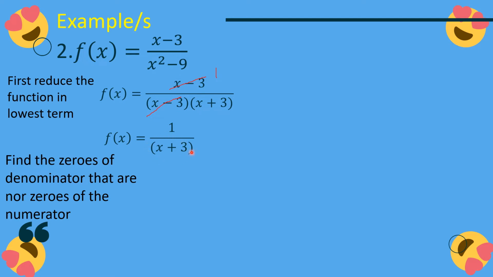So, ito po yon x plus 3. Equate natin yan sa 0. X plus 3 is equal to 0. And then by additive inverse, we have x is equal to negative 3. Therefore, yan po ang ating vertical asymptote.